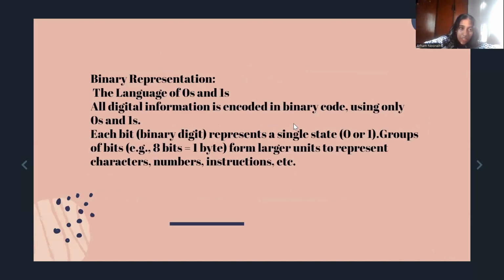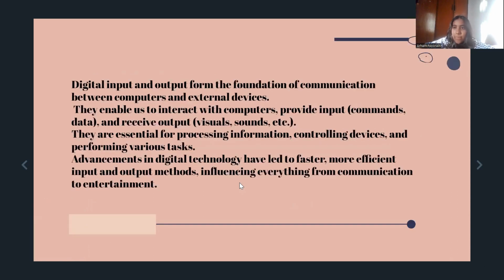Binary representation, the language of zeros and ones. All digital information is encoded in binary code using only zeros and ones. Each bit of binary code represents a single state, 0 or 1. A group of bits, that is 8 bits, is equal to 1 byte, forming larger units to represent characters, numbers, or instructions.